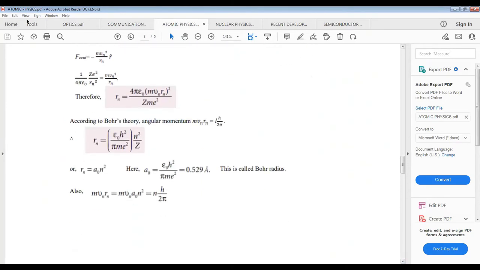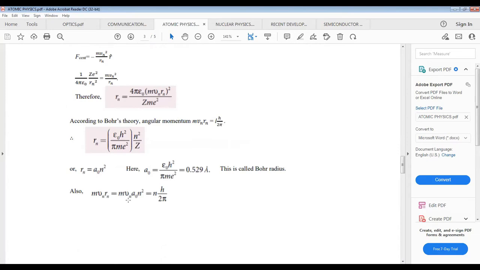And then taking the second postulate according to the Bohr atom model, the angular momentum. Angular momentum is the moment of the linear momentum. m v_n r_n is equal to nh by 2 pi. So from this we express the value of r_n. Substitute this value, you will get r_n is equal to a_0 n square, and a_0 is called the Bohr radius.